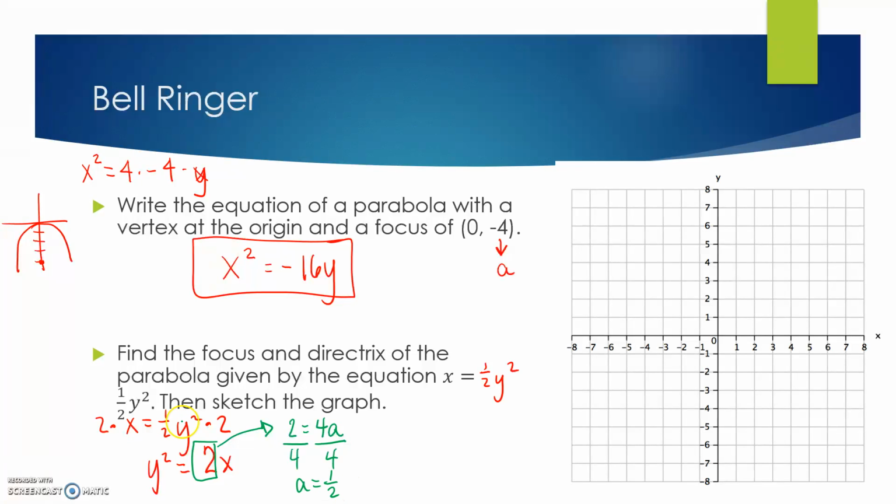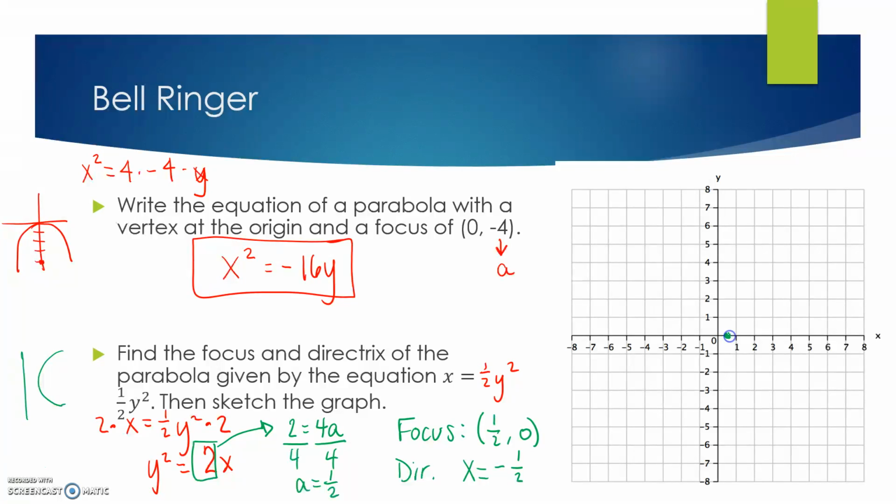Now, I know it's weird that those matched up. It usually doesn't end up being that way. This is a very special circumstance. But that means that our focus is going to be, if we're doing a y squared, we know that it has to open right because it's a positive number. So it's going to be at (1/2, 0). And our directrix is going to be, not a parenthesis, it's going to be a vertical line, so x equals -1/2.